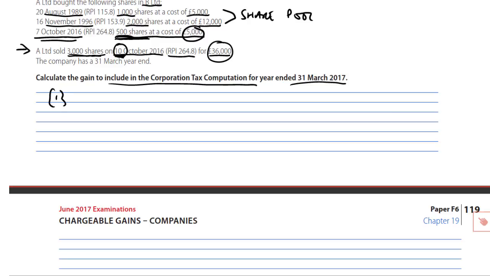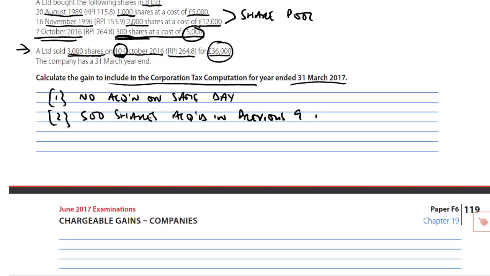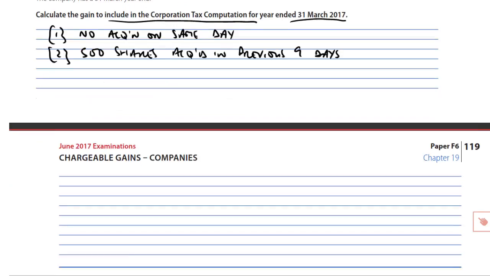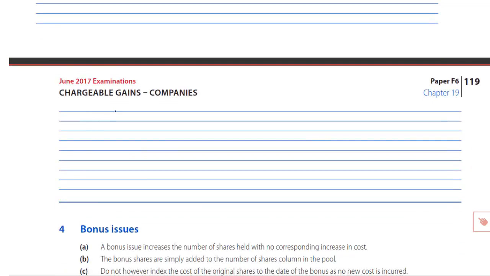One, in relation to the share disposal, there was no acquisition on the same day. Secondly, there were 500 shares acquired in the previous 9 days. So that for us is the first calculation now to be done. Okay, let's just give ourselves a wee bit more room.